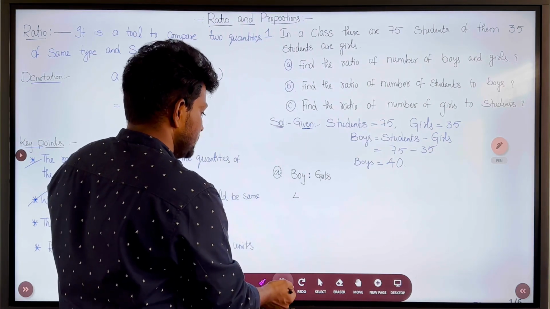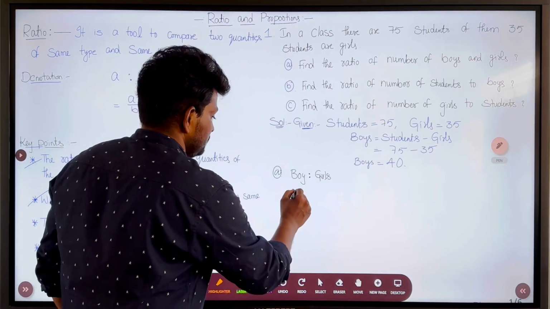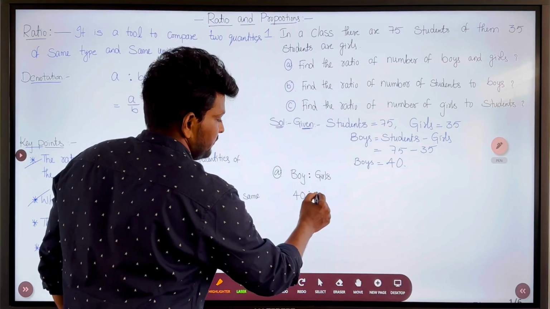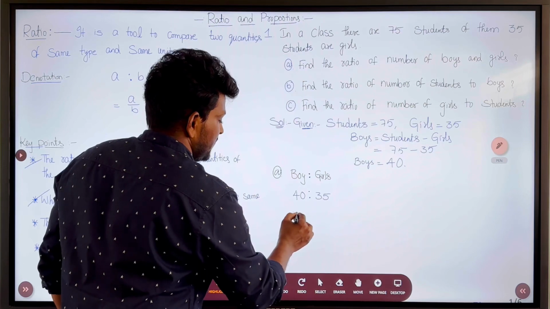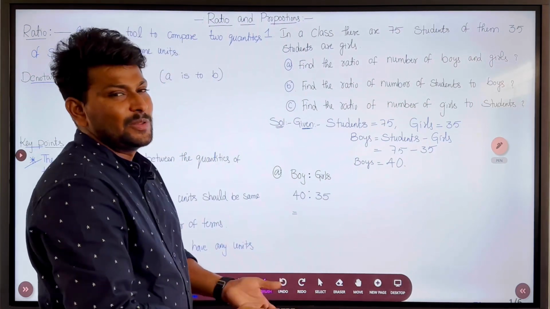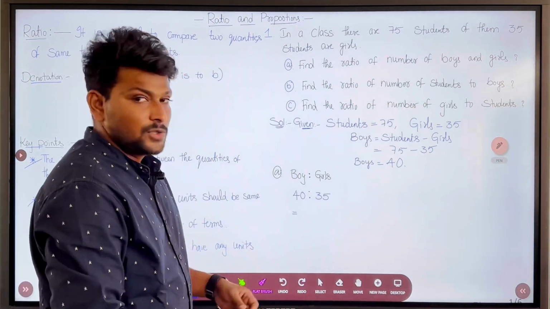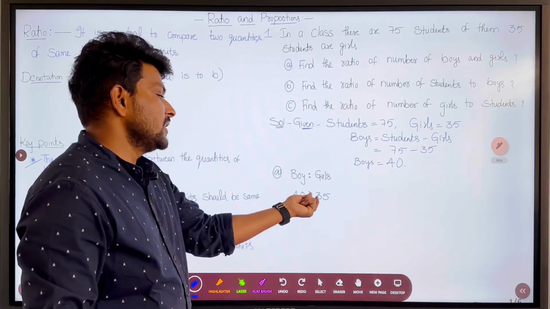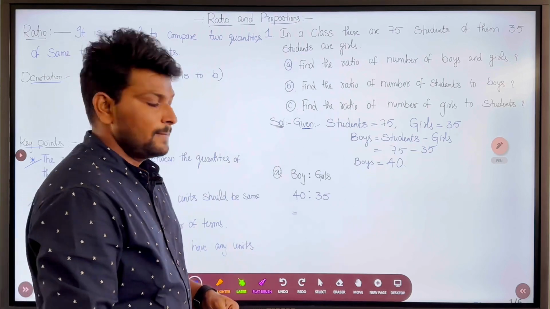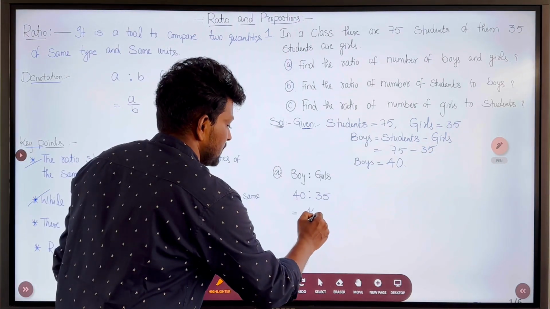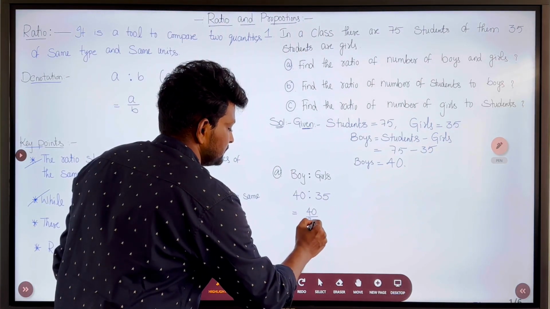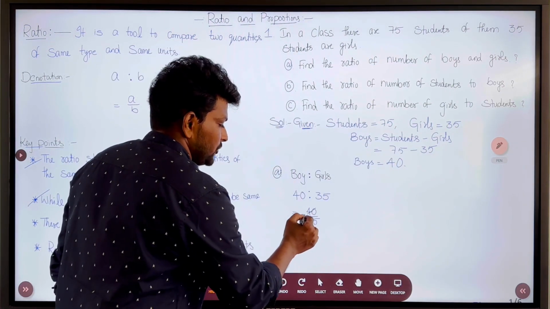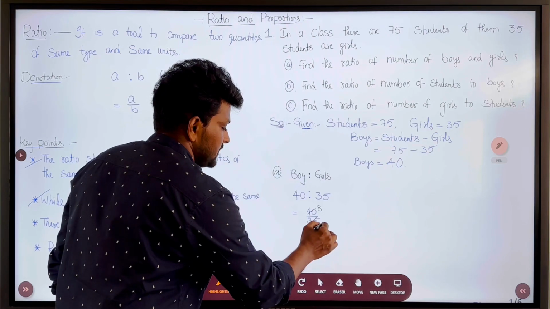So how many boys are here? 40 is to the number of girls, 35. If we write it in fractional form, why are we writing a fraction? For cancellation. We need to write the answer in simplest form because 40 and 35 will cancel with 5. So 40 by 35, if we cancel, 5 8s are 40, 5 7s are 35.